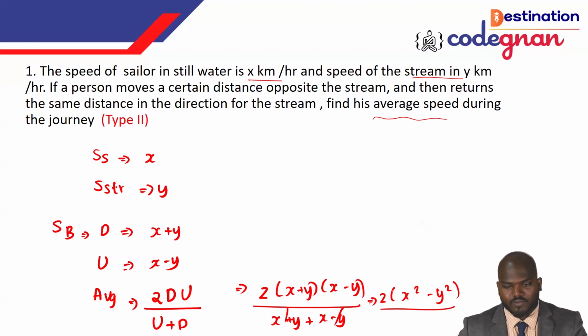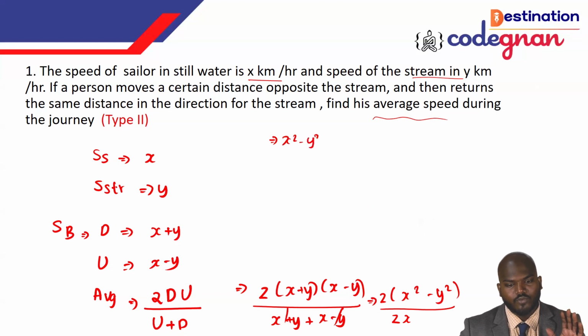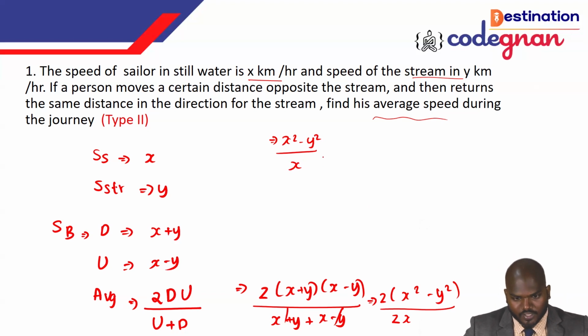Once you have this, you keep 2x below it, so you can call that the final value. The 2 gets cancelled, and you get the value x square minus y square, divided by x. If you work this out, guys, you will get the answer to the average speed they are asking for in the question.